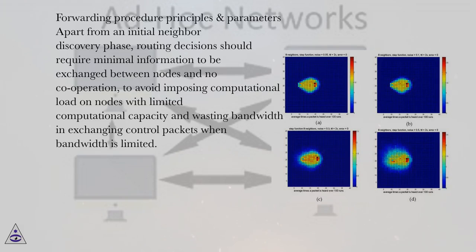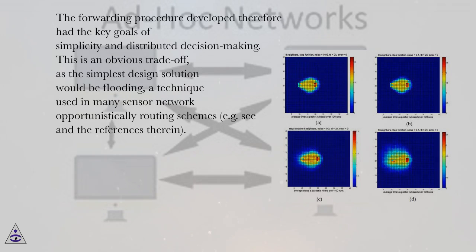Forwarding procedure principles and parameters. Apart from an initial neighbor discovery phase, routing decisions should require minimal information to be exchanged between nodes and no cooperation, to avoid imposing computational load on nodes with limited computational capacity and wasting bandwidth in exchanging control packets when bandwidth is limited. The forwarding procedure developed therefore had the key goals of simplicity and distributed decision-making.